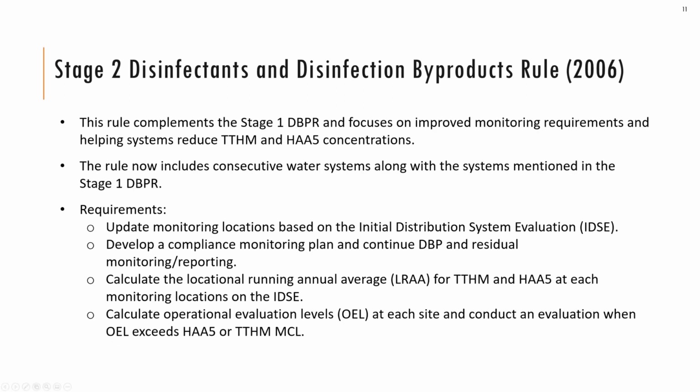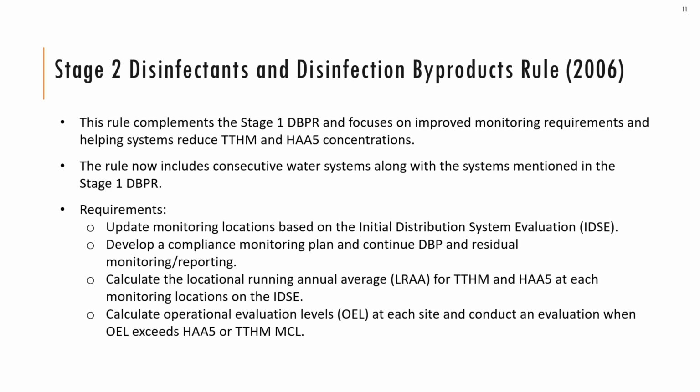The Stage 1 DBPR focused on DBP sampling at the location with maximum residence time, but new research at the time determined that this did not necessarily indicate the highest level of HAA5, since it was found that HAA5 degrade in the distribution system over time. And again, the original monitoring or reporting method wasn't accurate. So this resulted in the EPA implementing the Stage 2 DBPR to complement some of the components of the Stage 1 DBPR, while improving the compliance monitoring requirements for TTHM and HAA5.